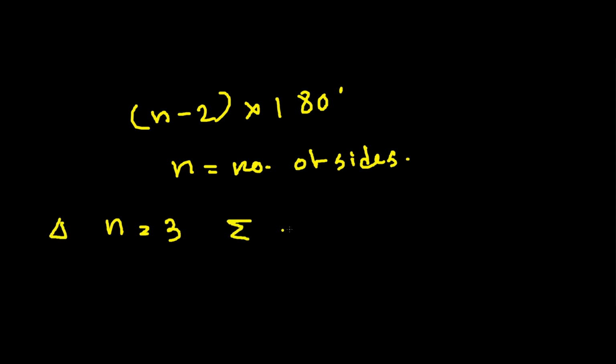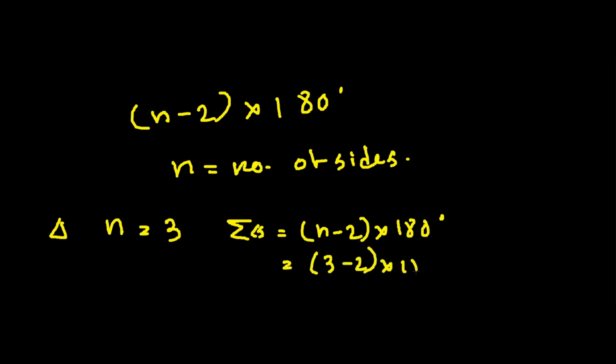So this symbol is known as summation. Summation of angles, here n is equal to 3. So we will substitute n with 3. So 3 minus 2 into 180 degree, that is equal to 180 degree. Sorry for the handwriting. I hope you guys have understood it.